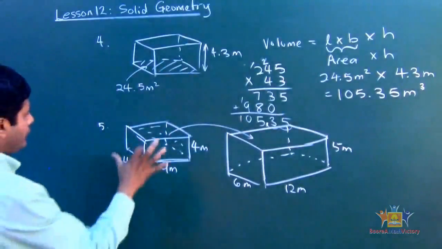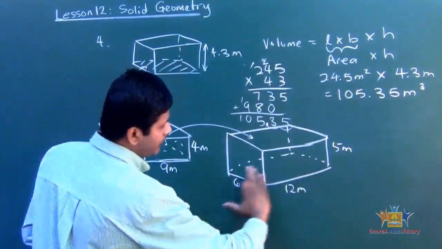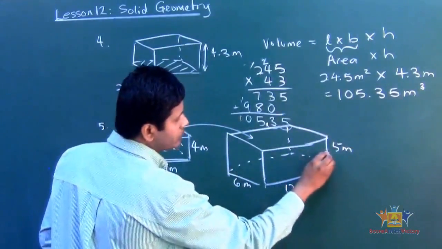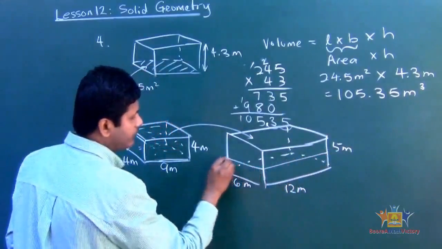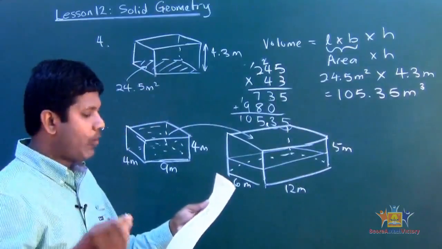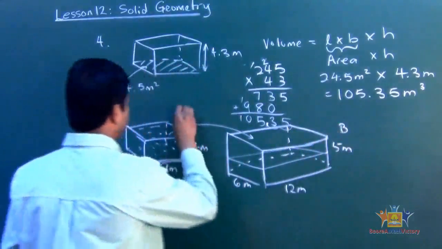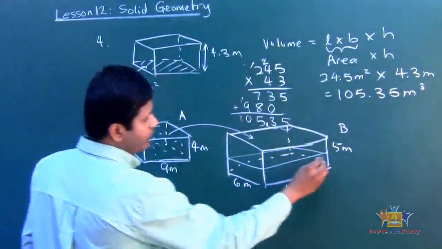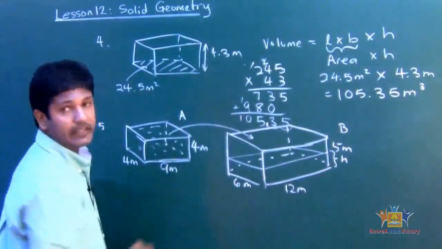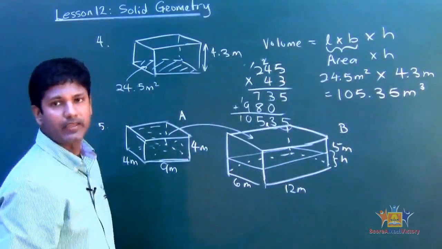What happens when you fill a smaller amount of water inside a bigger container? It's going to cover the bottom part, go up, and then stop somewhere. Then it asks what would be the water level in container B. Remember, this is container B and this is container A. We want to find the height when the water has been filled inside that big container.